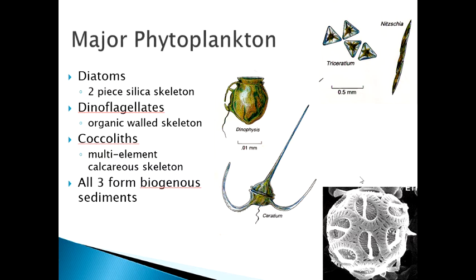When these organisms die, if they haven't been eaten, their skeletons rain down to the bottom of the ocean, and these are the things that form those biogenous oozes that become sediments, biogenous sediments that we talked about earlier in the class. Okay, so we learned about them earlier in the context of geology. Now we're going to talk about them as living organisms.